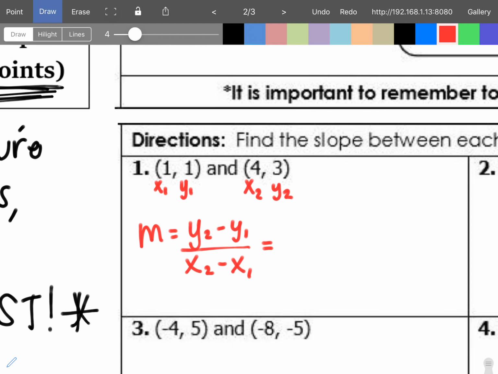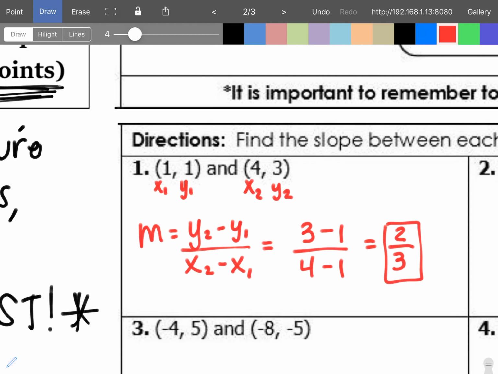So I'm going to plug in 3 for y2, minus, right? That's part of the formula, 3 minus. Now what's my y1? Y1 is 1, isn't it? So minus 1 over, what's my x2? This is my x2. This is my x1, right? So 4 minus 1, x2 minus x1. That's just 3 minus 1 is 2. 4 minus 1 is 3. That's it. That's my slope.